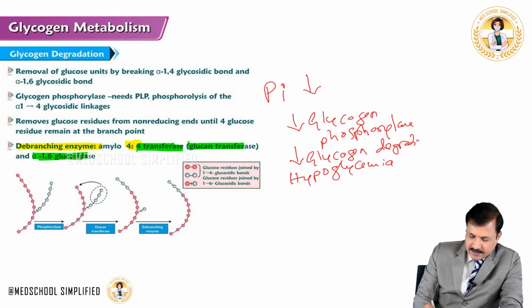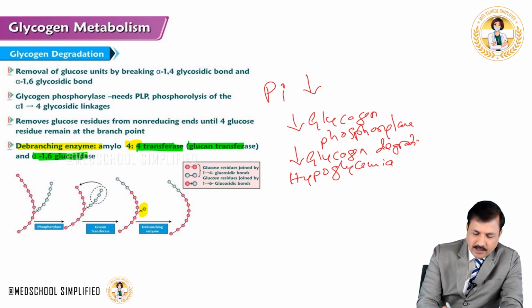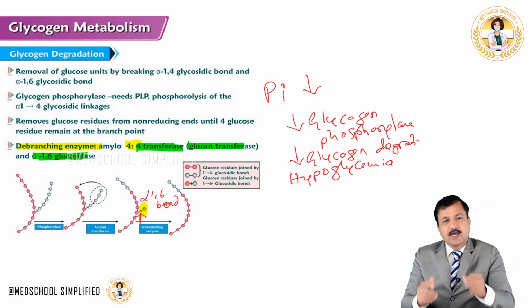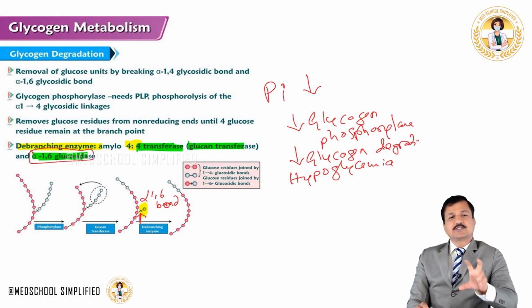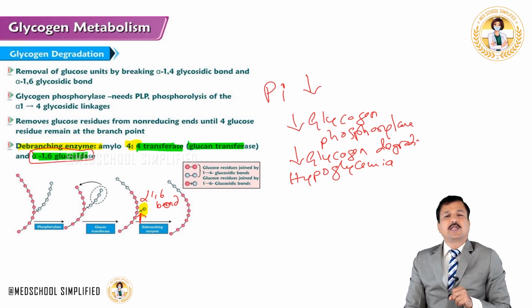Let me highlight that. Here is this last glucose that is left at the branch point with an alpha-1,6 bond. This is the alpha-1,6 bond here. This particular branch point has an alpha-1,6 bond, and that alpha-1,6 bond has to be clipped by the alpha-1,6-glucosidase enzyme. That is the other functional unit of the debranching enzyme.